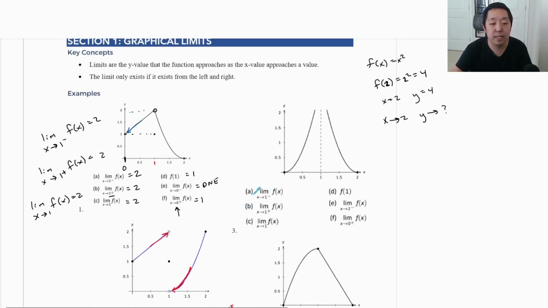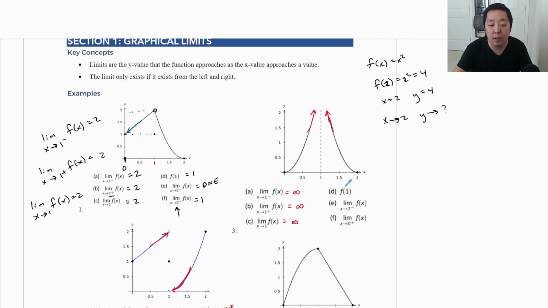Okay, the limit as x approaches 1, the minus sign is from the left, so I'm going to follow the curve from the left. And it just goes up and up and up, so we actually call that positive infinity. How about from the right? As you approach 1 from the right, we just go up and up and up. Again, that is positive infinity. And so we say because the left and the right are both positive infinity, as x approaches 1, this also approaches positive infinity.